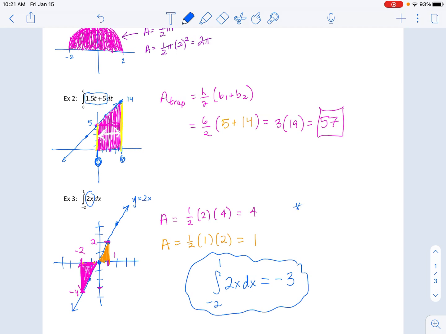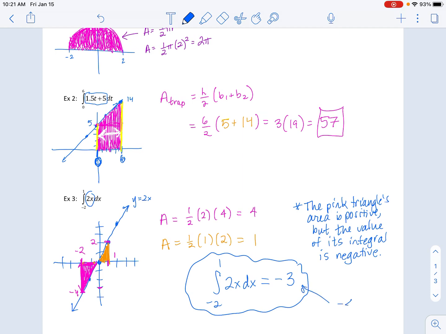So if we look right here, I'm going to put this note down. The pink triangle's area is positive, but the value of its integral is negative. So when we compile that information together to get -3, we're technically doing -4 plus 1. So kind of a fun thing.